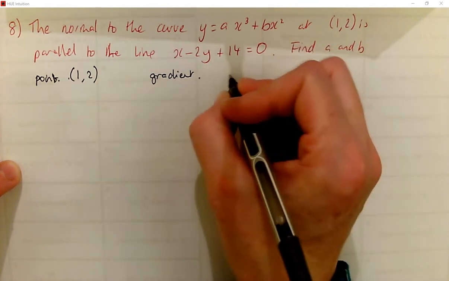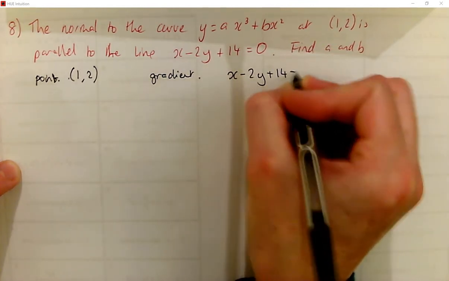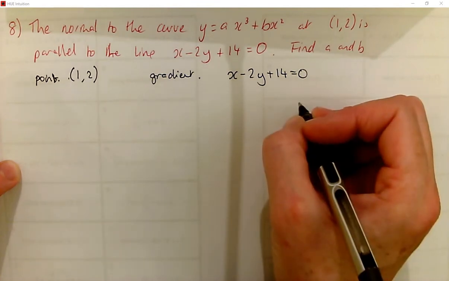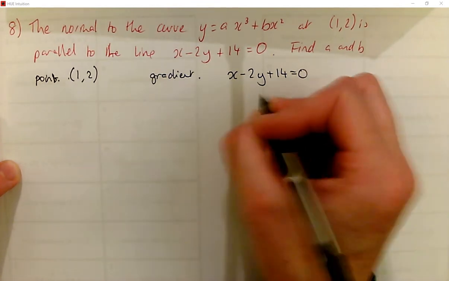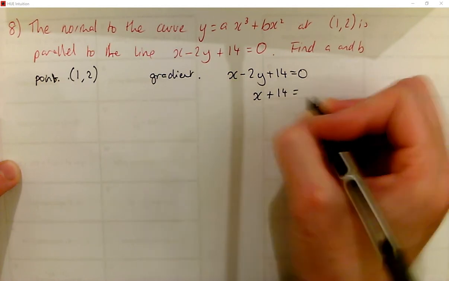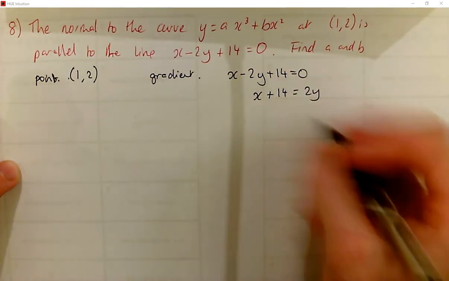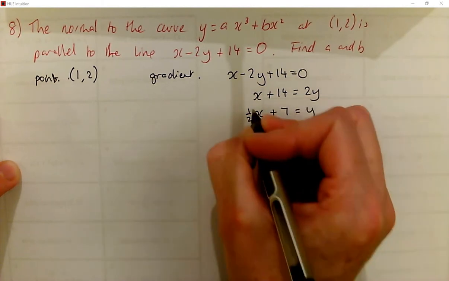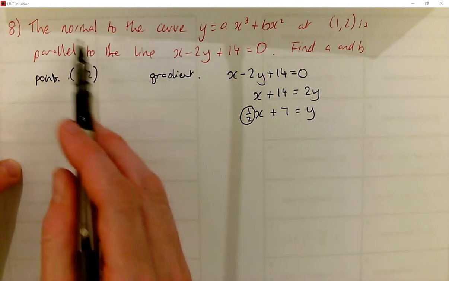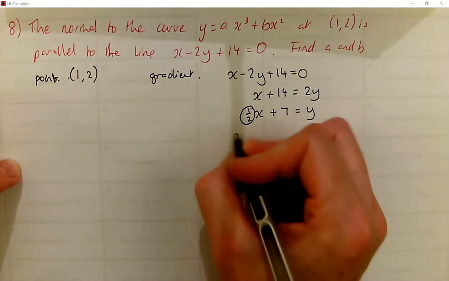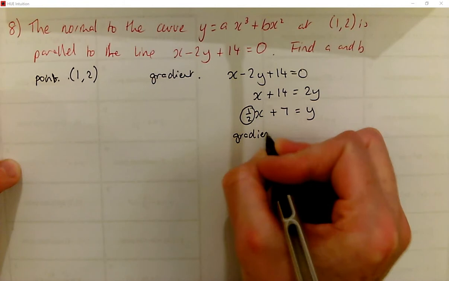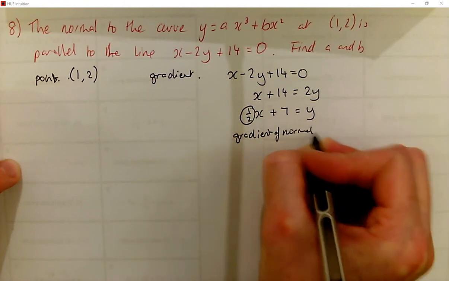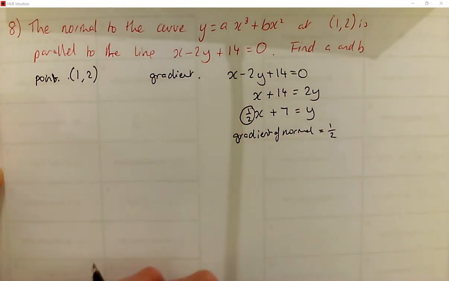So we've got x minus 2y plus 14 is 0. If we rearrange this to make y the subject, we can find out the gradient. So let's first of all add 2y to both sides and then divide both sides by 2. That means that the normal is parallel to this line, so the gradient of the normal is a half.